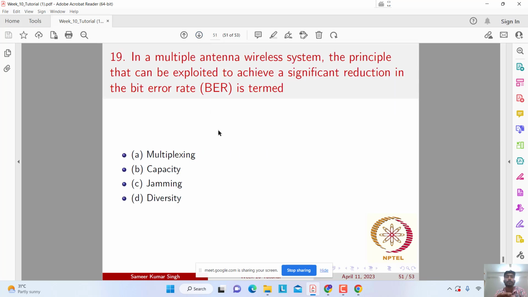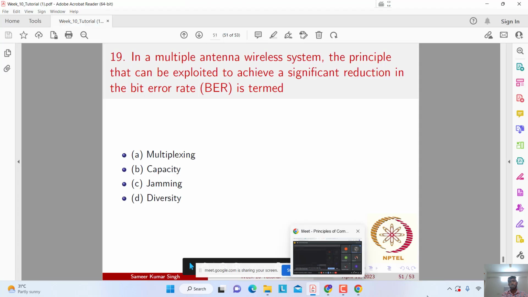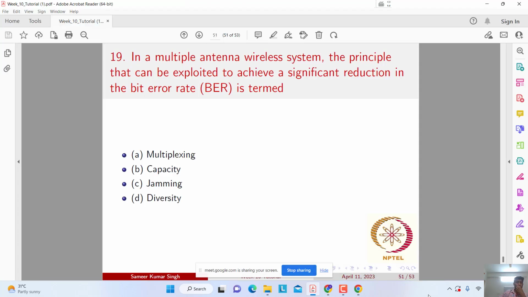Question number 19. In a multiple antenna wireless system, the principle that can be exploited to achieve a significant reduction in the bit error rate is termed. What is the major difference between diversity, jamming, and multiplexing? Could you explain in one line?